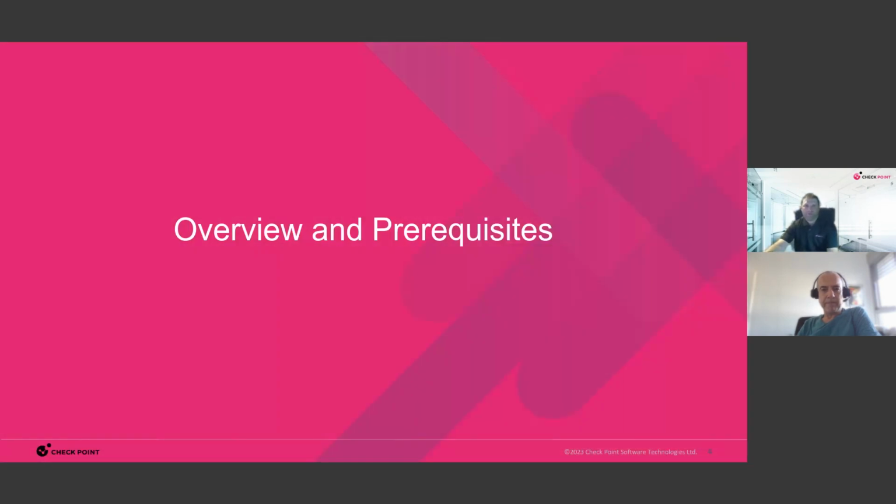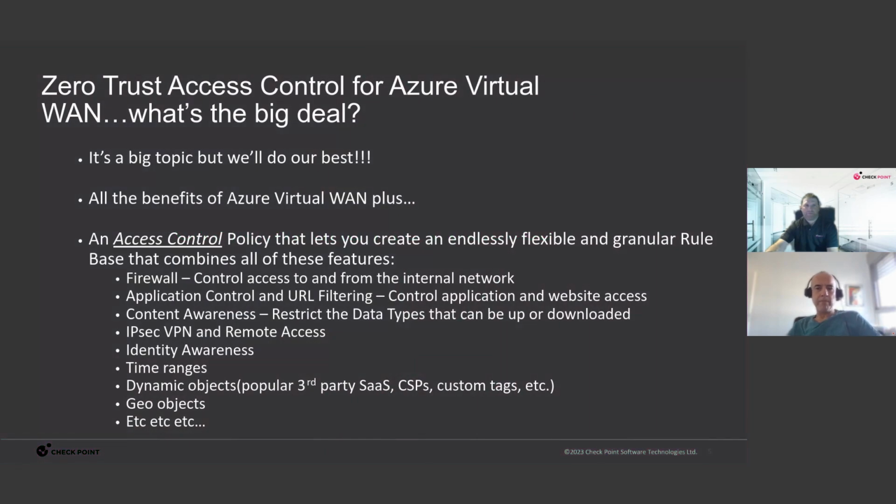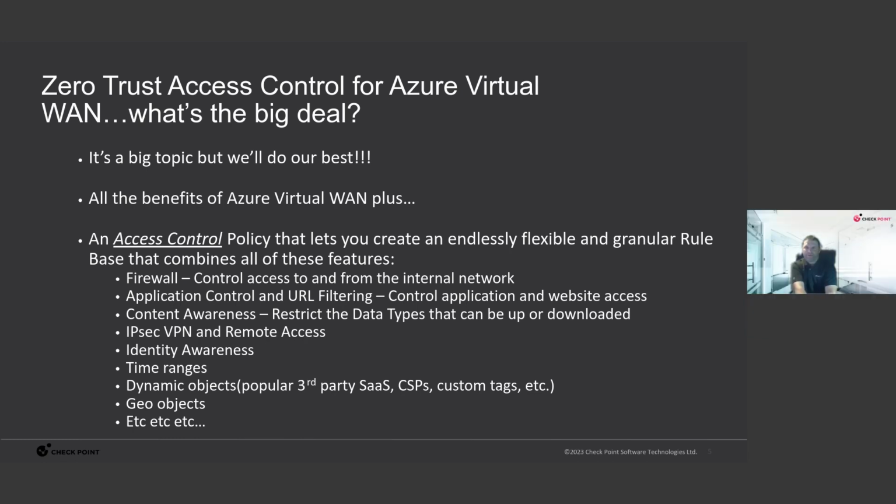Thanks, Jonathan. All right, so what's the big deal? It's a big topic, and we'll do our best. This is not going to be an end-all, be-all. This is just one piece of the puzzle. Zero trust is just a strategy for how your organization desires to lock down the infrastructure as securely as possible, but not impact it adversely. The integration that we have with Virtual WAN is just one part of that.